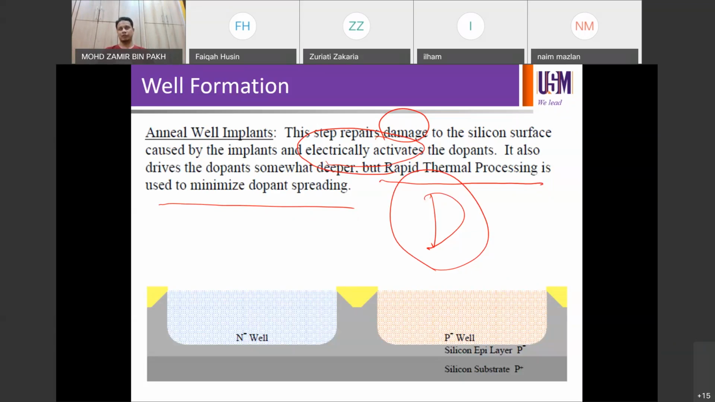Then we will get the well properties to be as close as possible to what we designed in the first place, right? If you don't use RTP, then you're going to have your vertical component extending, a diagonal component, and also your lateral component expanding. Then you won't have a good control of your well formation.